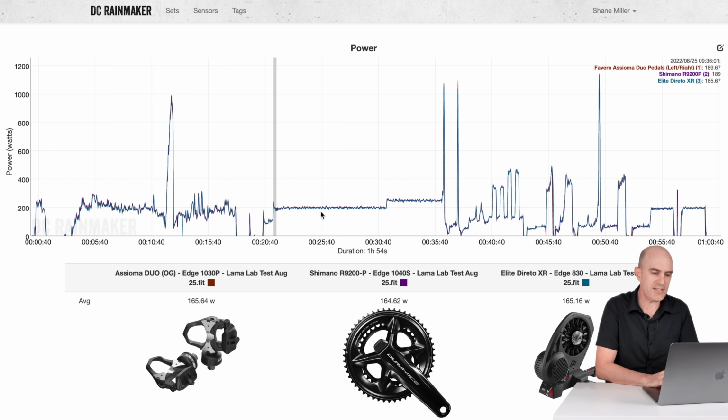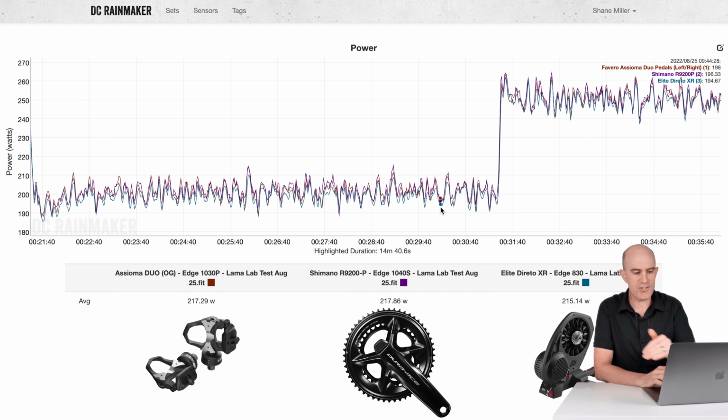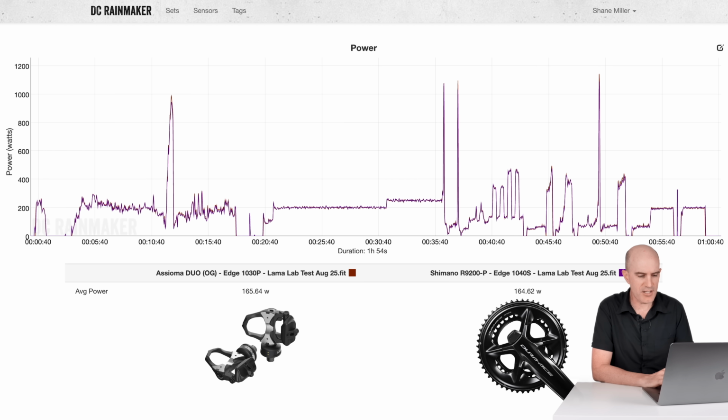Just to confirm that the steady state stuff was still good. After a number of rides, 217, 217, 215, looked close enough to get a pass from me there. And with the click of my fingers, I will take out the Elite Dorado XR and just put it up against the Asioma Duo so the data sets here are a little cleaner to look at.